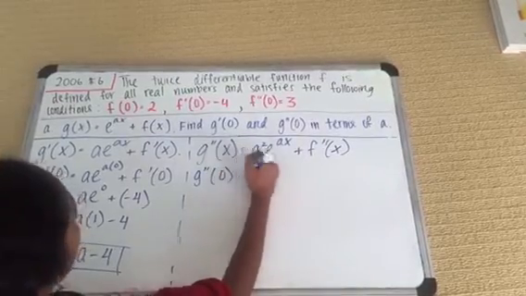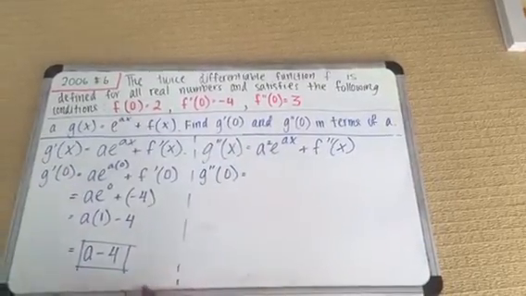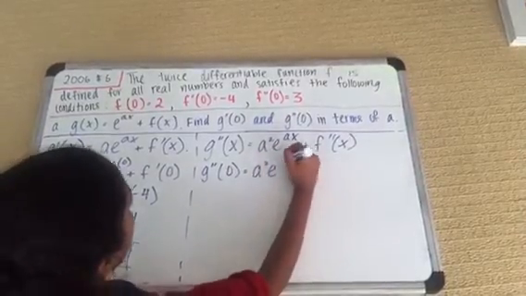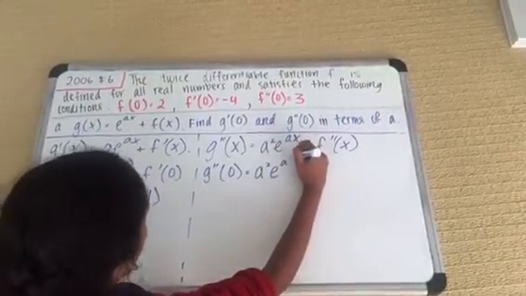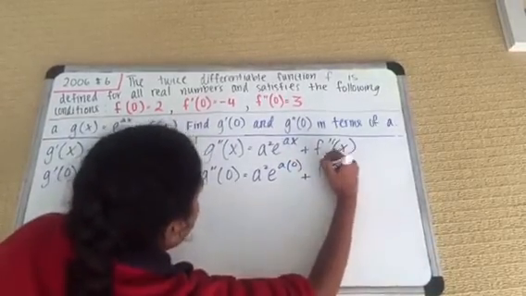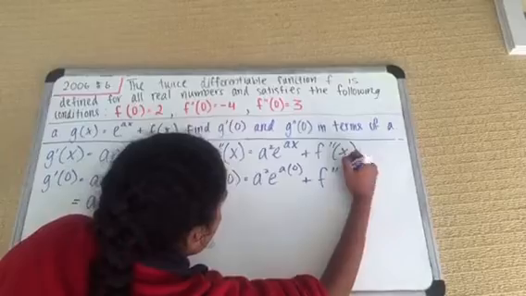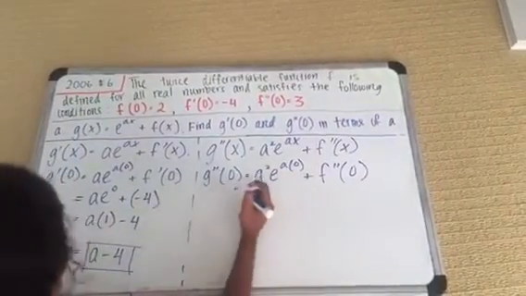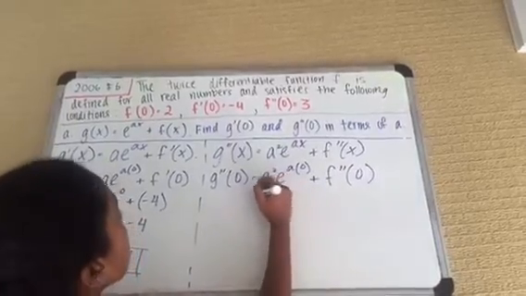Now we take g double prime of 0. We just plug in the 0 for all the x's, so a squared e to the a times 0 plus f double prime of 0. And f double prime of 0 is a given, so we can plug that in our next step.